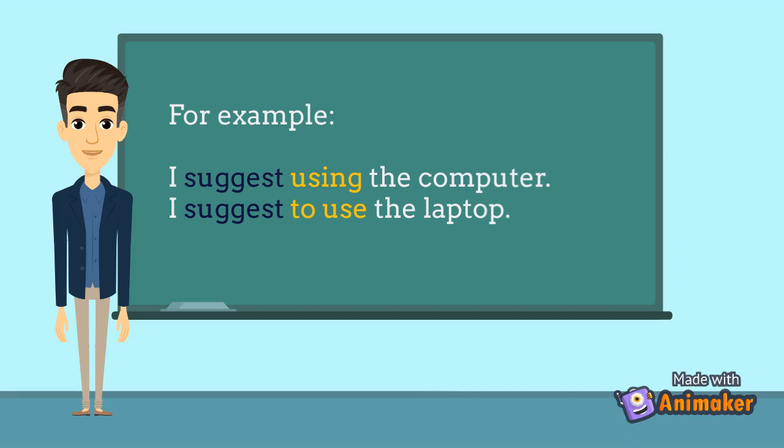Let's go to the first sentence. I suggest using the computer. In this sentence, we have the gerund, which is using, and before it, we have the verb suggest. Let's look at the second sentence. I suggest to use the laptop. In this sentence, we have the infinitive which is to use, and before it, we have the verb suggest. So, with the verb suggest we can use gerund and infinitive, and they are both correct.